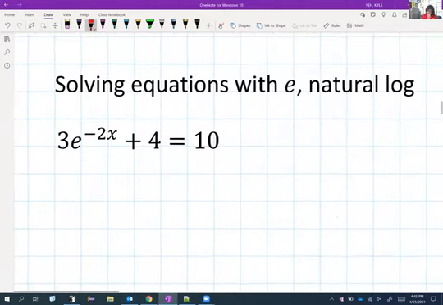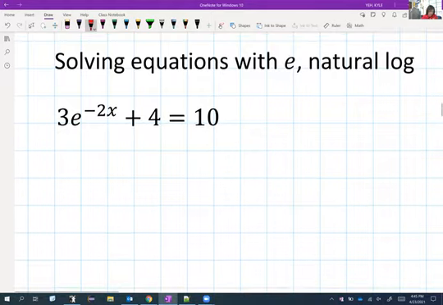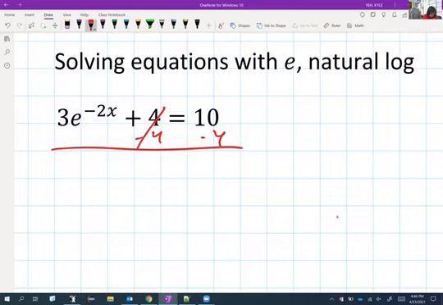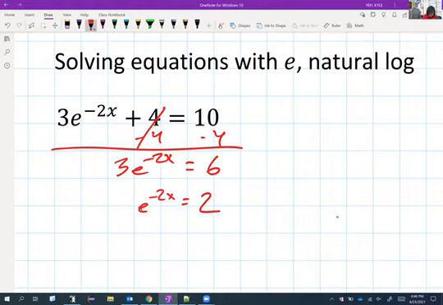All right, so now let's get to actually solving equations, because that's what a lot of algebra is about. 3 times e to the negative 2x plus 4 equals 10. We need to find an x value that makes that true. So step one, I know I'm going to use ln to cancel out the e, but I have to get e by itself first. So I'm going to start by subtracting 4. So 3e to the negative 2x equals 6. Still trying to get e alone. I'm going to divide by 3 on both sides. e to the negative 2x equals 2.